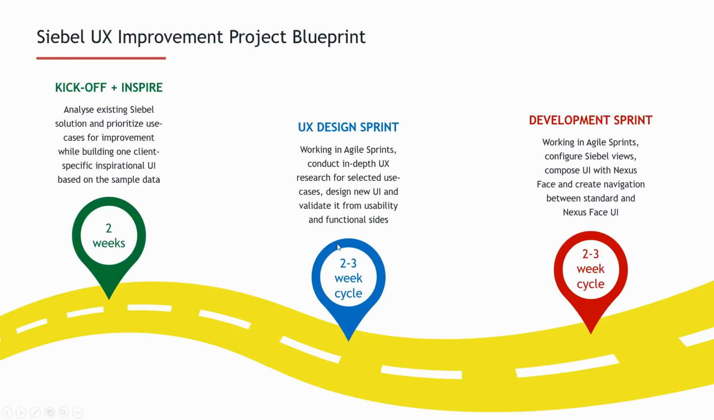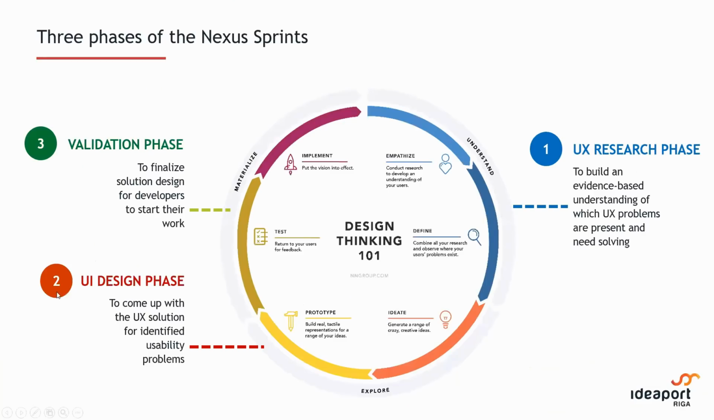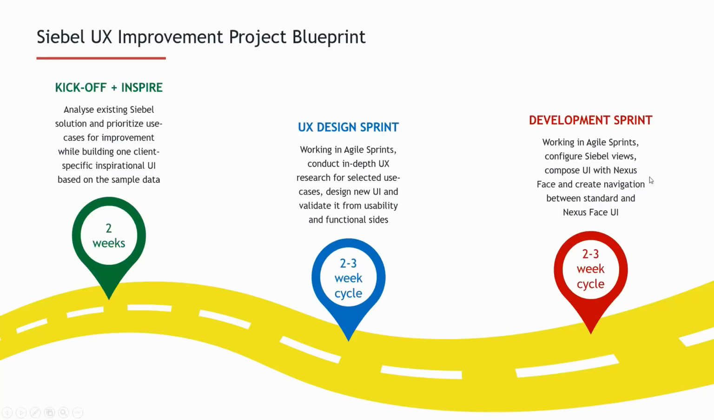Okay, then we traditionally move to the UX design sprint. Within 2 to 3 weeks using this cycle, we take a particular use case, do user research, UI design, validation, and hand it to development. From the development point of view, we need to prepare Siebel views first, so that we are able to work with Siebel data, both read it and update it or create new records. We compose this UI using Nexus Face. In case we're using Nexus applications, we change or copy the pages and fragments needed based on the design, and then add the fields which were missing or change some sections of the UI. And basically, we are ready to start mapping this new UI to Siebel data.